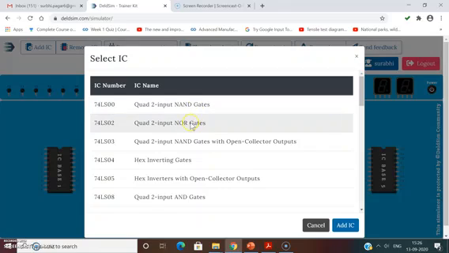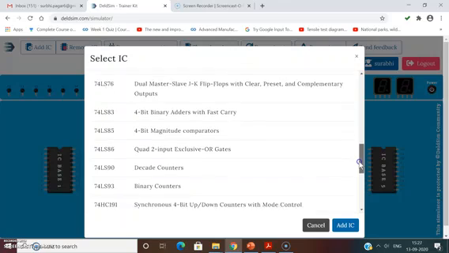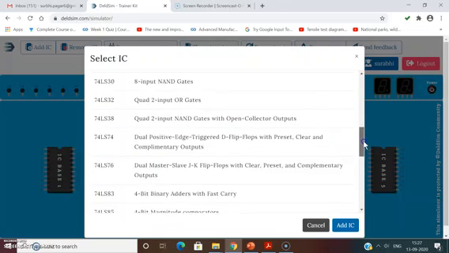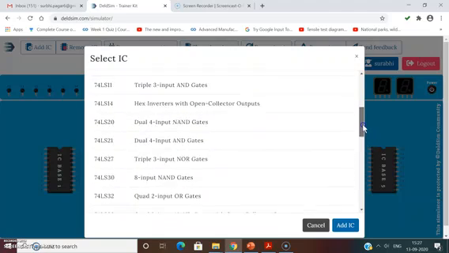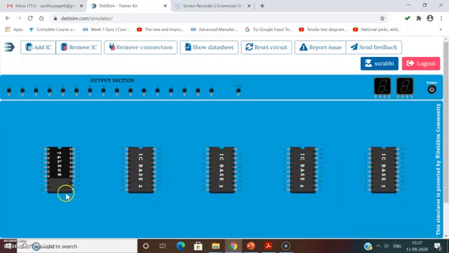So see, NAND, NOR, inverting means NOT gate IC, and AND gate IC. The list of ICs comes here when you click on add IC, and you have to select the one which you need as per your experiment. So first I will take an AND gate IC, which is the 7408 IC. So I will click on this and I will click on the add IC button. So see, that IC gets placed over here.